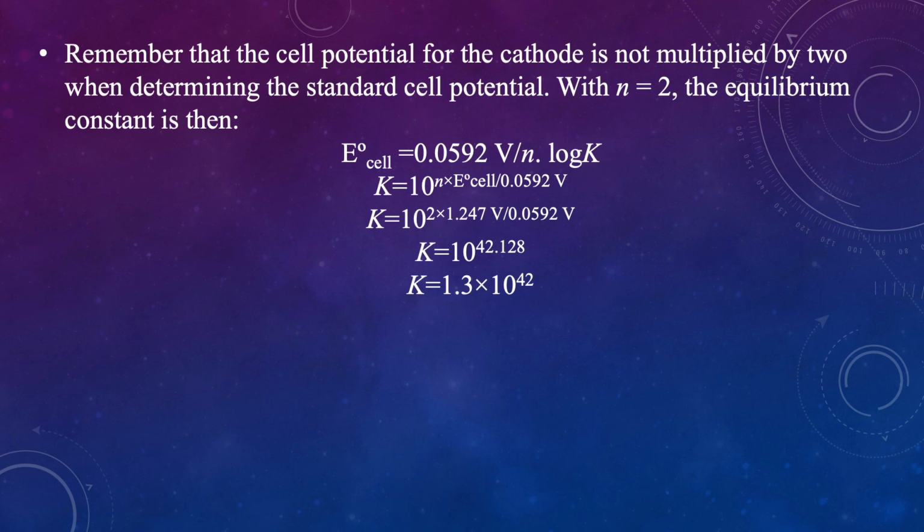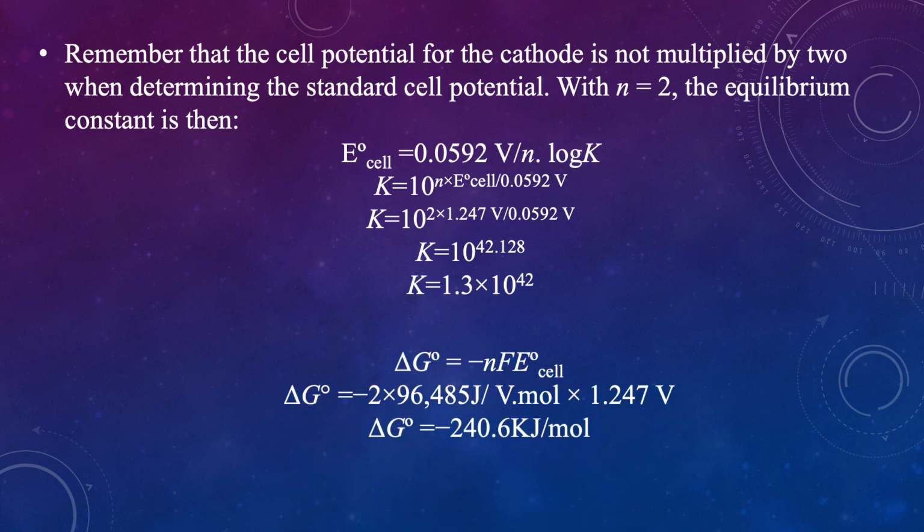With n equal to 2, for the equilibrium constant K, E naught cell equals 0.0592 volts over n log K. So K is 10 to the power of n times E naught cell over 0.0592 volts. By substituting the E naught cell value, which is 1.247 volts, K is equal to 1.3 times 10 to the power of 42. To find delta G naught, we apply the formula delta G naught equals negative n F E naught cell. By substituting their values, we find that delta G naught equals negative 240.6 kilojoule per mole.